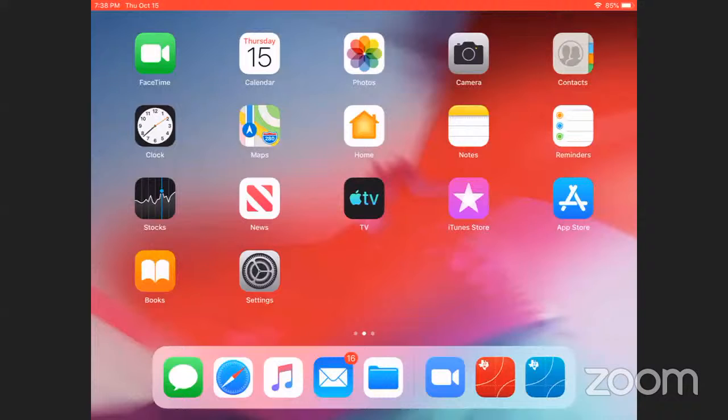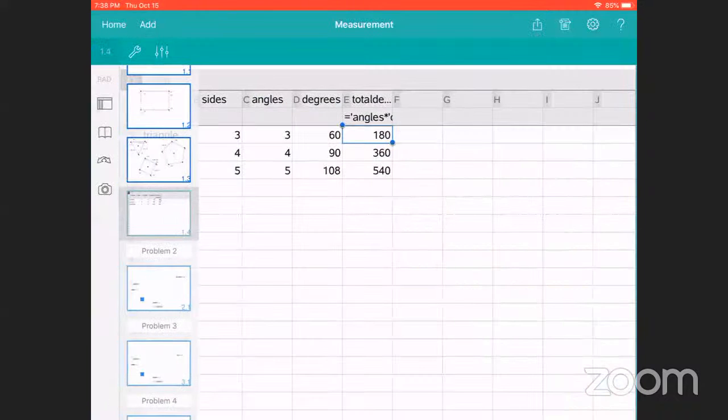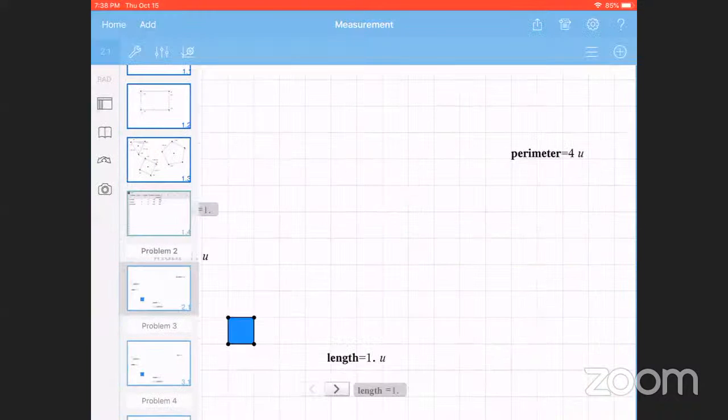I'm going to go back to sharing my screen. And that will happen here in just a second. And this is where we left off before, but now I want to go to a new problem.